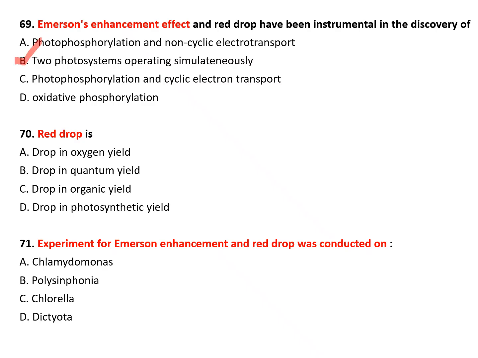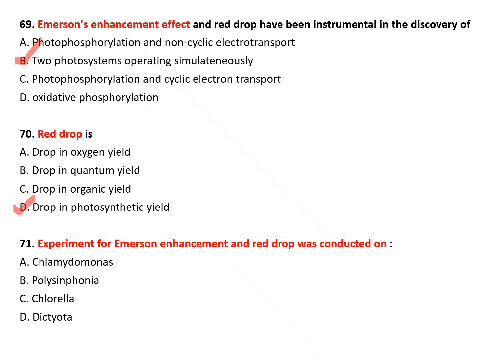The next question, number 70. Red drop is option A drop in oxygen yield, option B drop in quantum yield, option C drop in organic yield, option D drop in photosynthetic yield. The correct answer is option D, drop in photosynthetic yield.